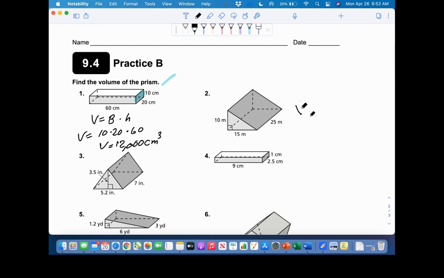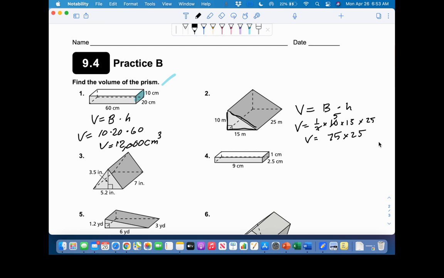All right, so number 2, volume equals area of the base times the height. Well, that base does have a non-rectangular base, so that base is going to be the triangle. So 1/2 times 10 times 15, and then times the height, times 25. And so this is going to half, so that's 5. And at this point, it's really going to probably be a calculator. 5 times 15 is 75 times 25.